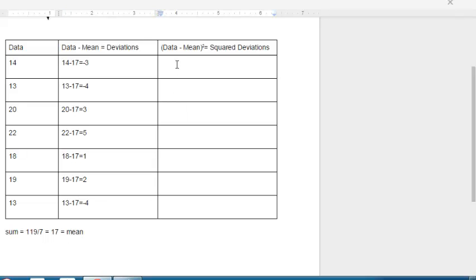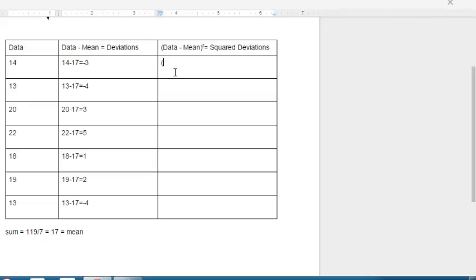And so basically what happens is these numbers here in this second column, the negative 3 and the negative 4, the 3, 5, 1, 2, and negative 4, those are called the deviations. And that is how far each data value is away from the mean. And so then what I need to do is square each one of these.